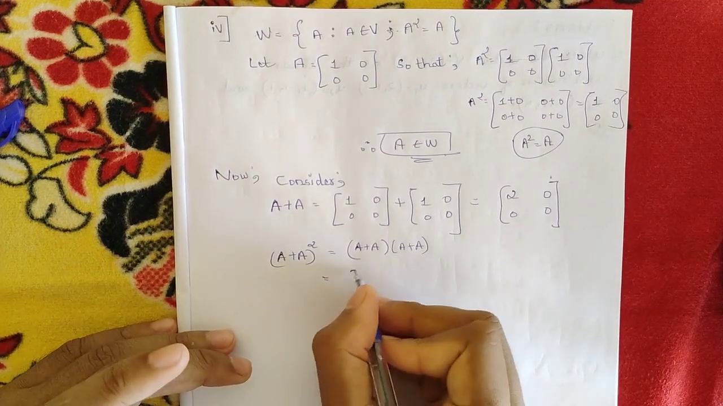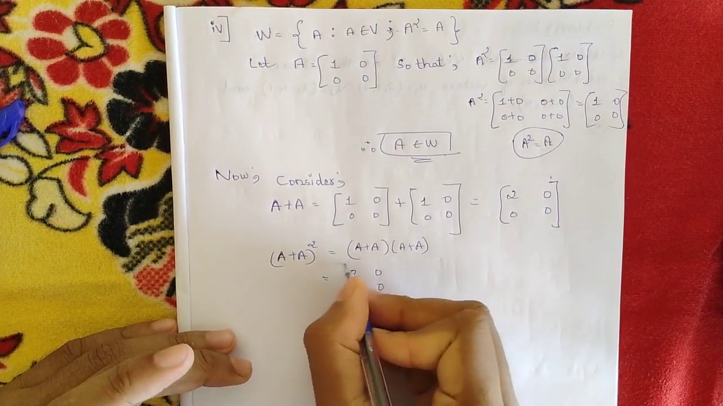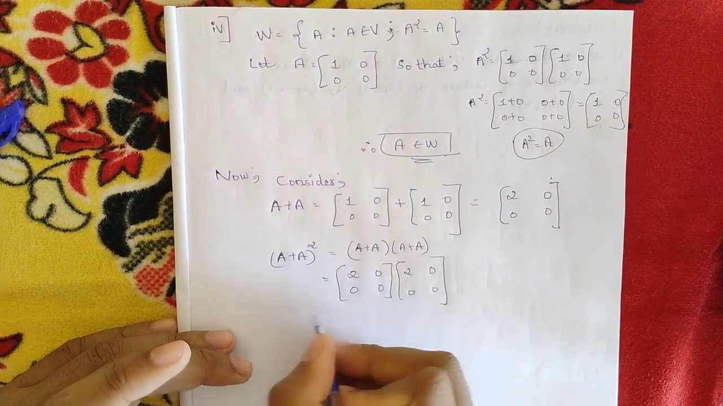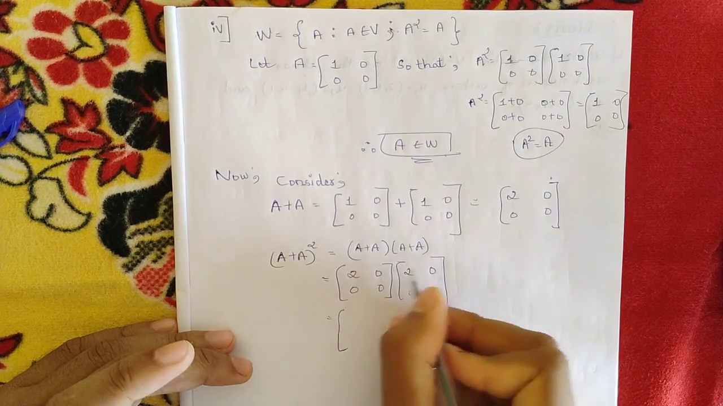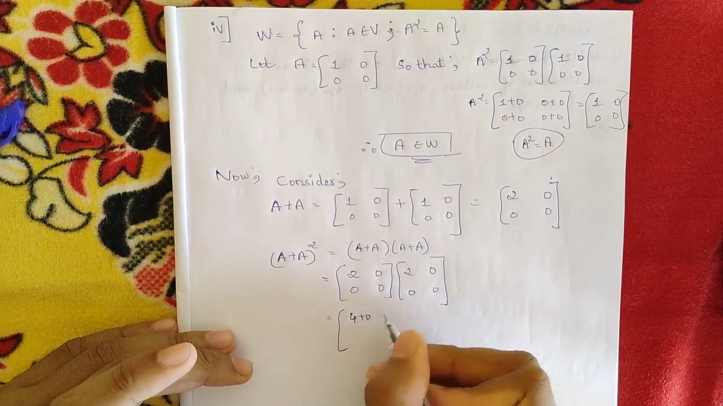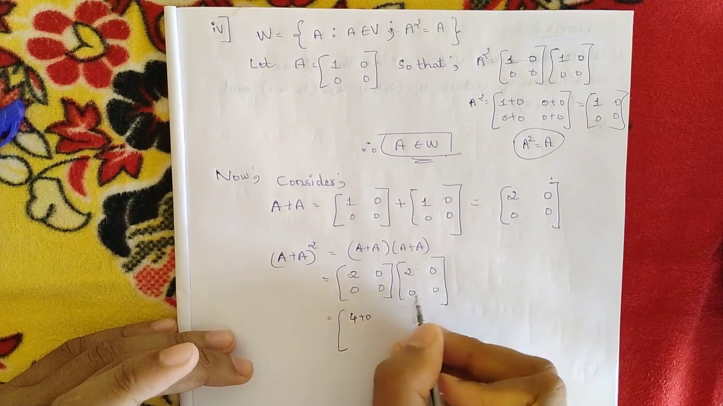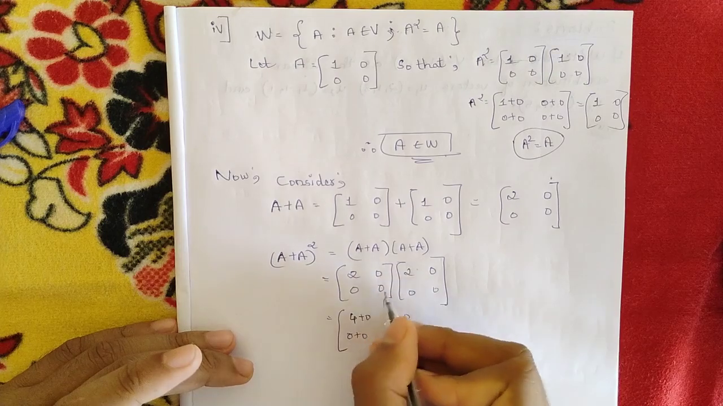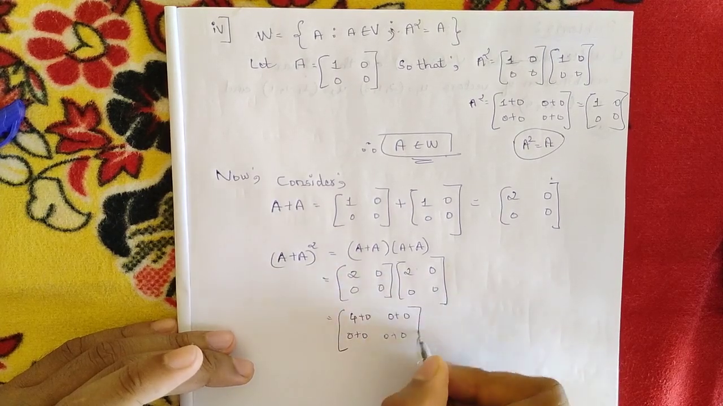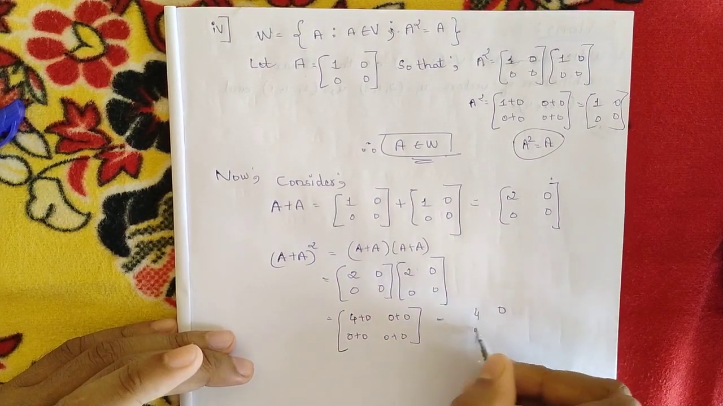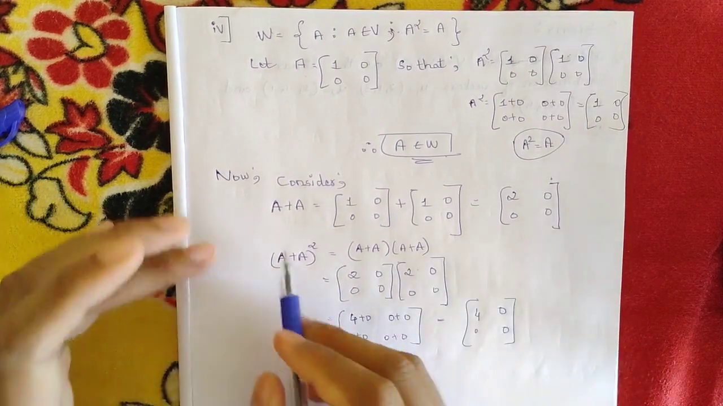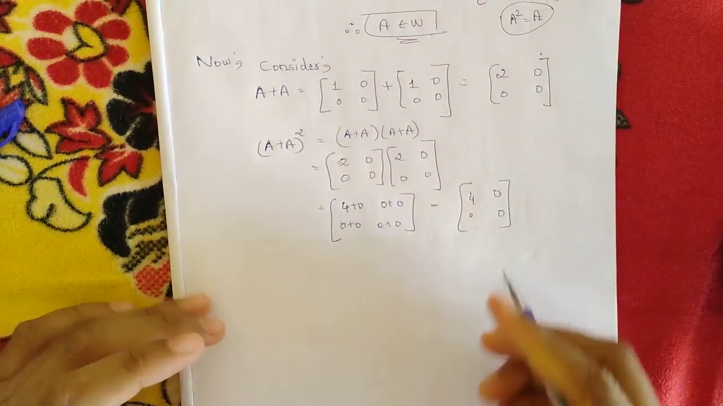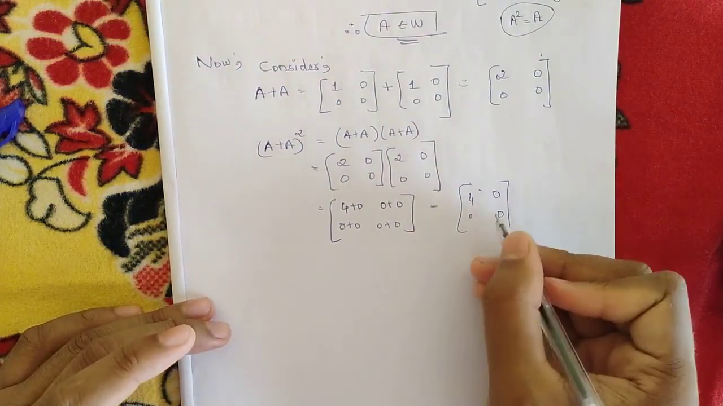And if you do its multiplication, 2 2s are 4 plus 0, 0 plus 0, 0 plus 0, 0 plus 0. So we would be getting our answer as 4 0 0 0. If you take A plus A. Okay. Therefore we can say that these two matrices are not equal.